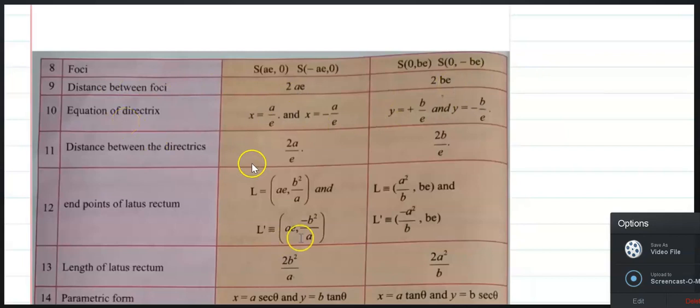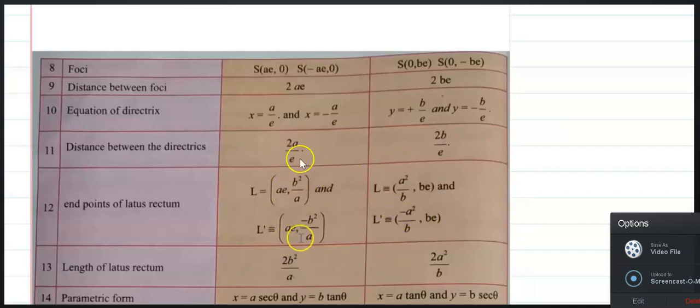Equation of the directrix: x is equal to a upon e and x is equal to minus a upon e. y is equal to b upon e and y is equal to minus b upon e. Distance between the directrices, 2a upon e, 2b upon e. Endpoints of the latus rectum, that is L (ae, b square upon a) and L dash (ae, minus b square upon a). And in this case the change is like this: L (a square upon b, be) and L dash is (minus a square upon b, be).